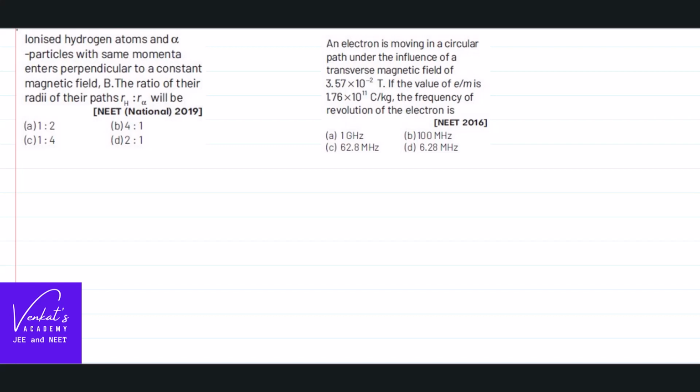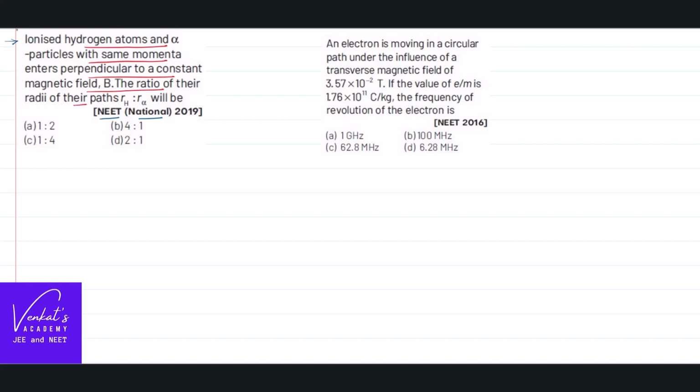We are solving two NEET questions from moving charges and magnetism, both on the same concept. Let me solve this first problem. It says: ionized hydrogen atoms and alpha particle with the same momenta enter perpendicular to the constant magnetic field B. The ratio of their paths is.